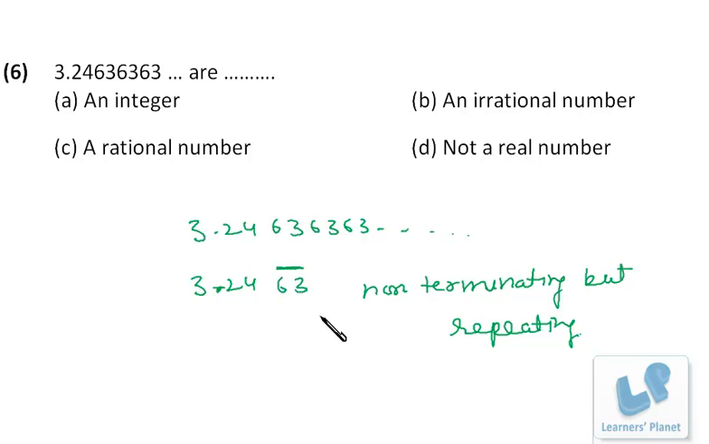So it's definitely a rational number. It's not an integer. It's definitely a real number, so it's not correct, and it's not an irrational number. It's a rational number because after the decimal, maybe it is not terminating, but the sequence is repeating. That is, 63 is repeating, right?